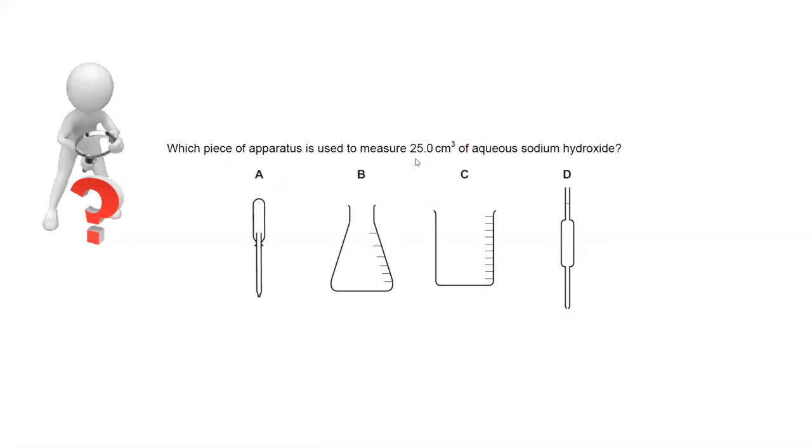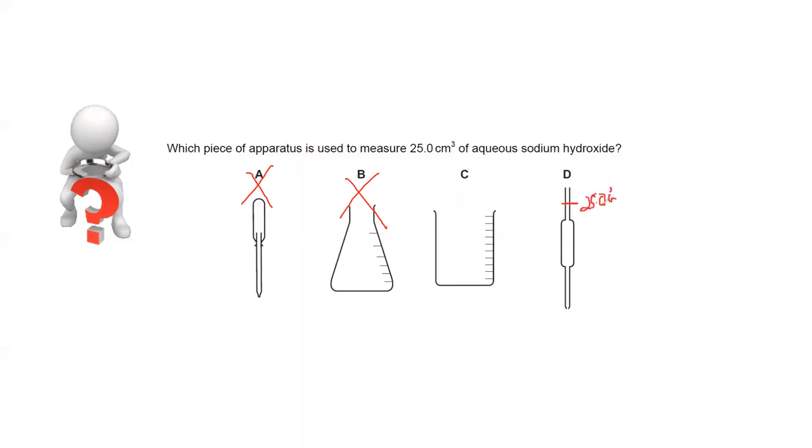The correct answer for this one is D. Why is D the right answer? Because this is a dropper. A dropper is just used to add drops. So that cannot be A. A conical flask is normally used to swirl the mixture. So when we compare a beaker and a pipette, a pipette can be accurate to 25, like it can measure a single volume, which is 25.0 cm cube.